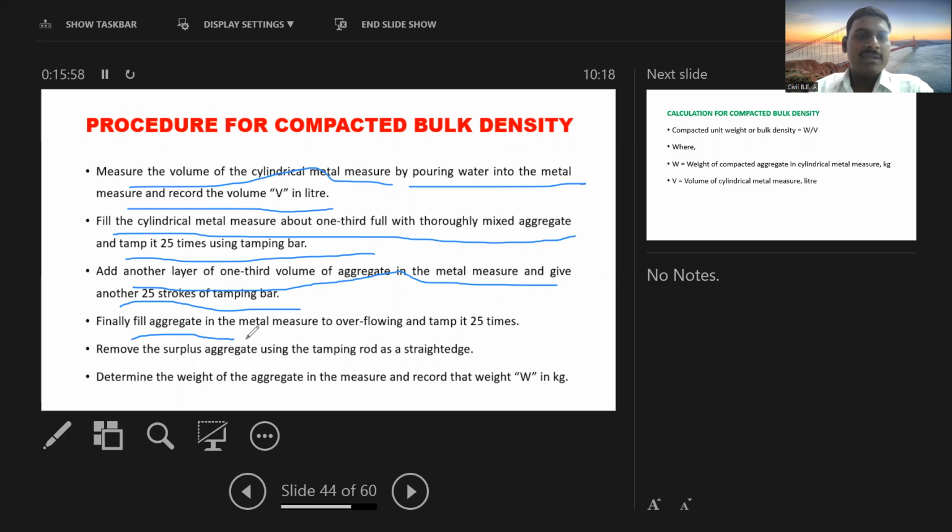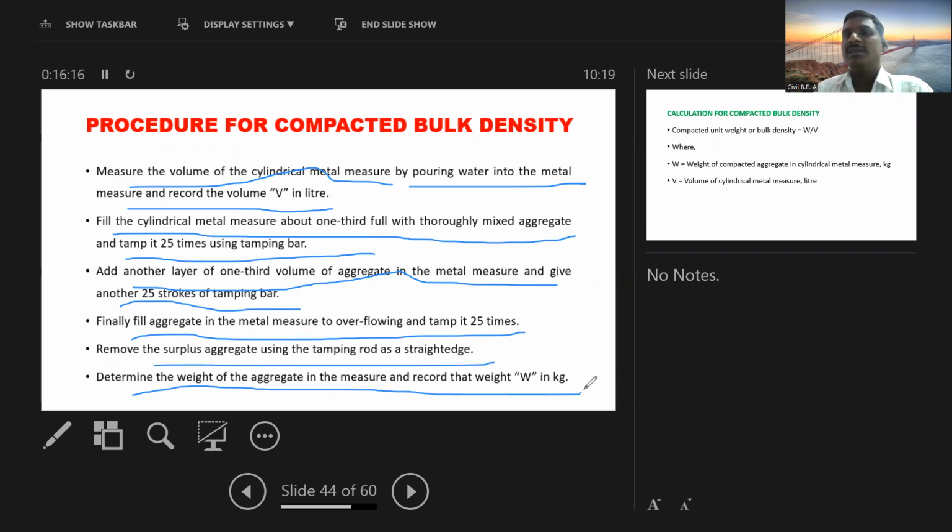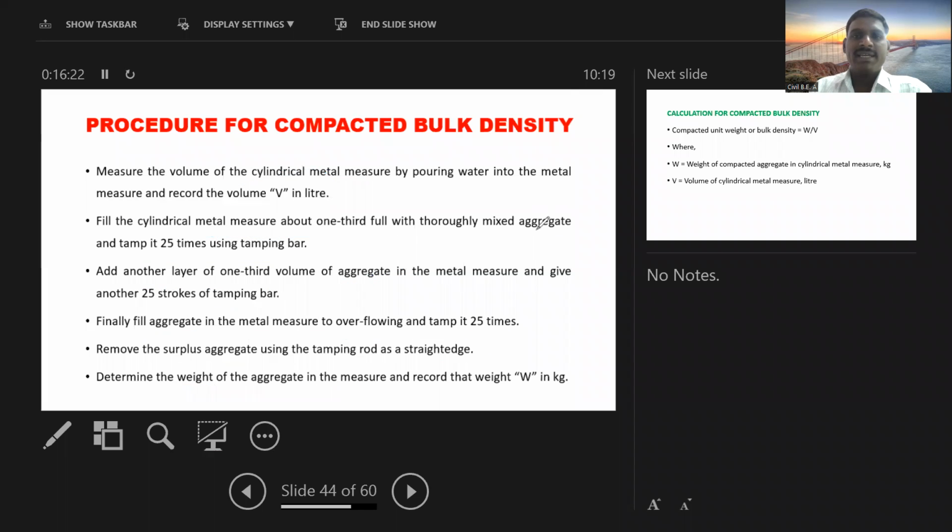Again, finally fill the remaining part of the cylinder with aggregate, and again tamp using the tamping bar. Then remove the surplus aggregate using the tamping rod and straight edge. Then determine the weight of the aggregate and record the weight of the aggregate, W, in kg. So this is the procedure for the compacted aggregate.